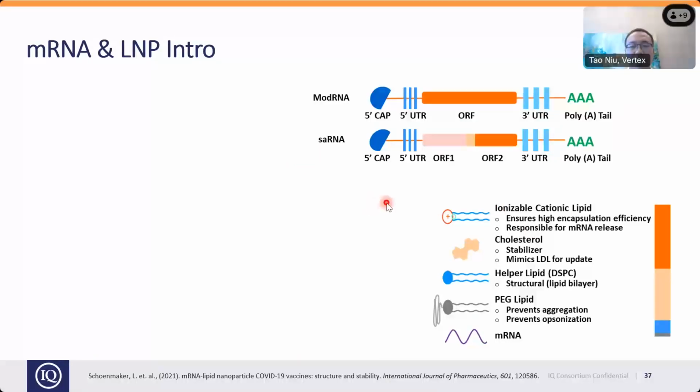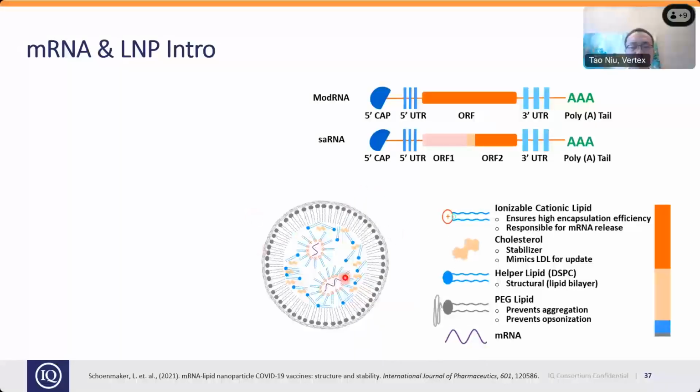And for lipid nanoparticle, as you see, here is a typical structure. Typically, you have negatively charged mRNA in the center, circled by the ionizable cationic lipid. And molar ratio-wise, typically ionizable cationic lipid is about 50% of the entire LNP, followed by cholesterol, about 40%. And then helper lipid or DSPC, about 10%. And lastly, PEG lipid, about 2%, typically at the outer shell. And this is just a hypothetical composition of the mRNA and LNP.